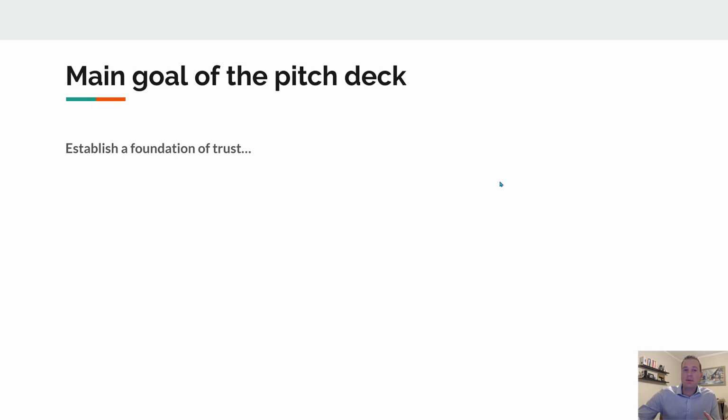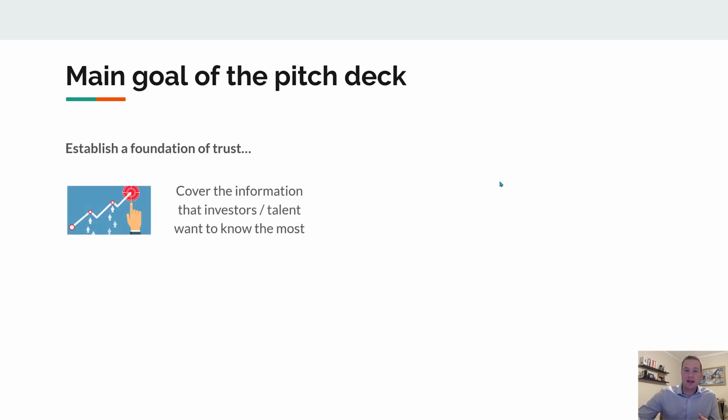Establishing a foundation of trust is why we're doing this. Your pitch is a good introduction, but you want to start building that trust from day one, because that's what's going to get people to join your team. That's what's going to get investors to write you those checks. And there are a couple of things that you need to do to establish trust.